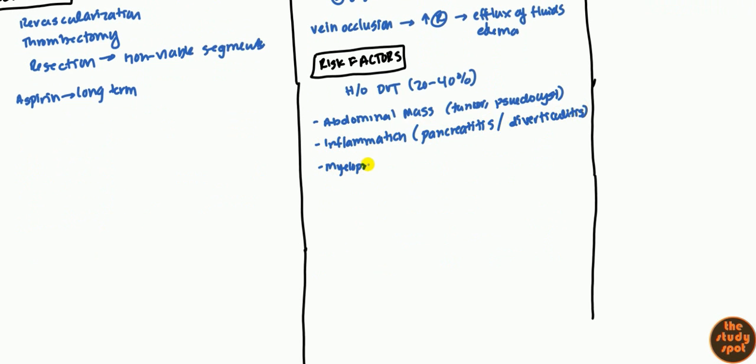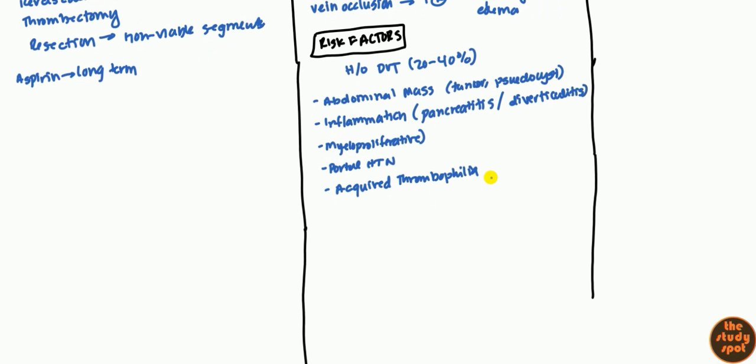Myeloproliferative state increases your platelets, and that can definitely cause it. Portal hypertension causes backflow, and that can be one cause. Acquired thrombophilia can be either a female taking oral contraceptive pills or a malignancy in a patient, and even inherited thrombophilia, such as factor V Leiden, and there are obviously other ones. And finally, inflammatory bowel disease. Again, that's an inflammation, so it releases cytokines that can be prothrombogenic.